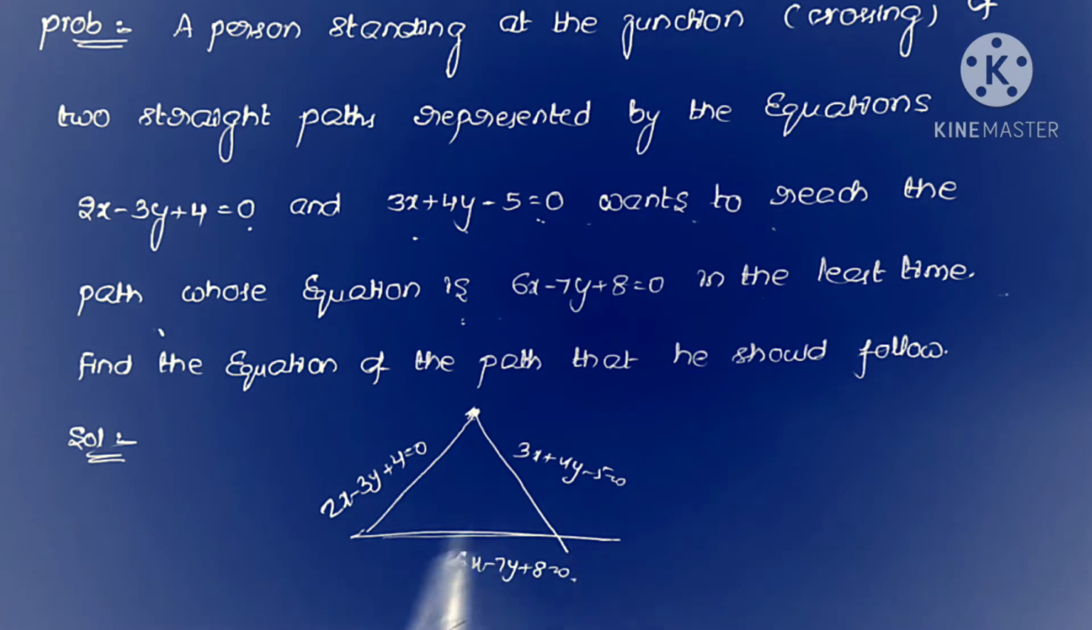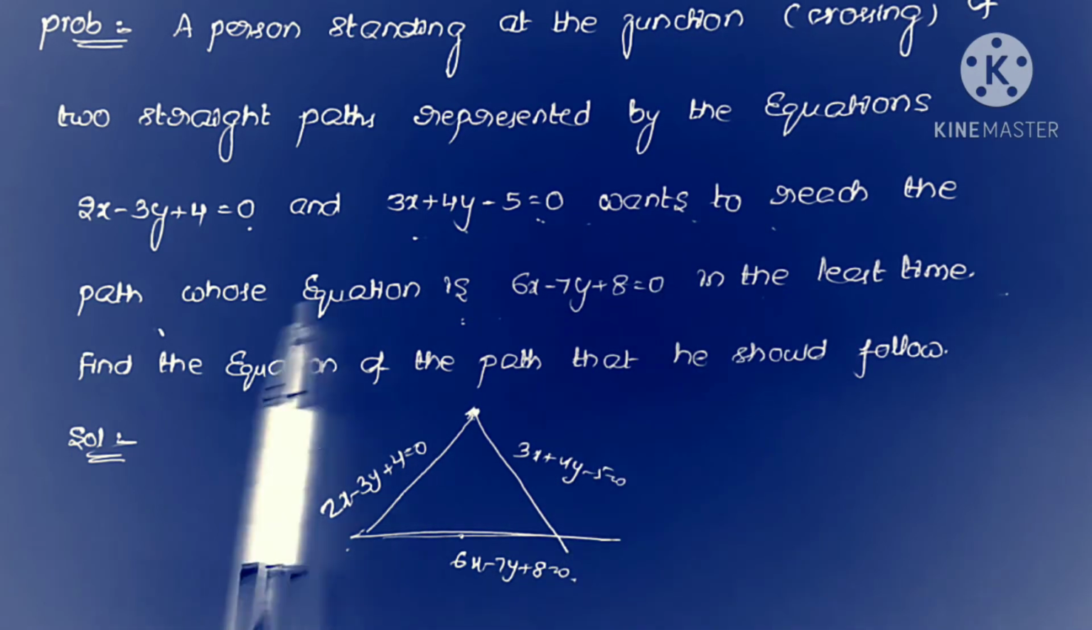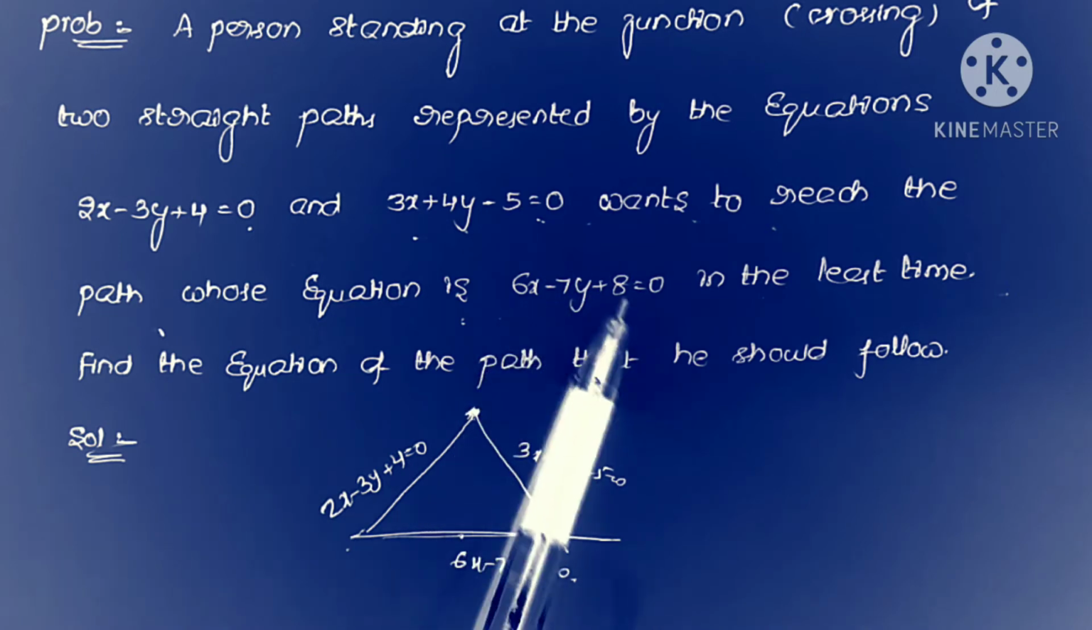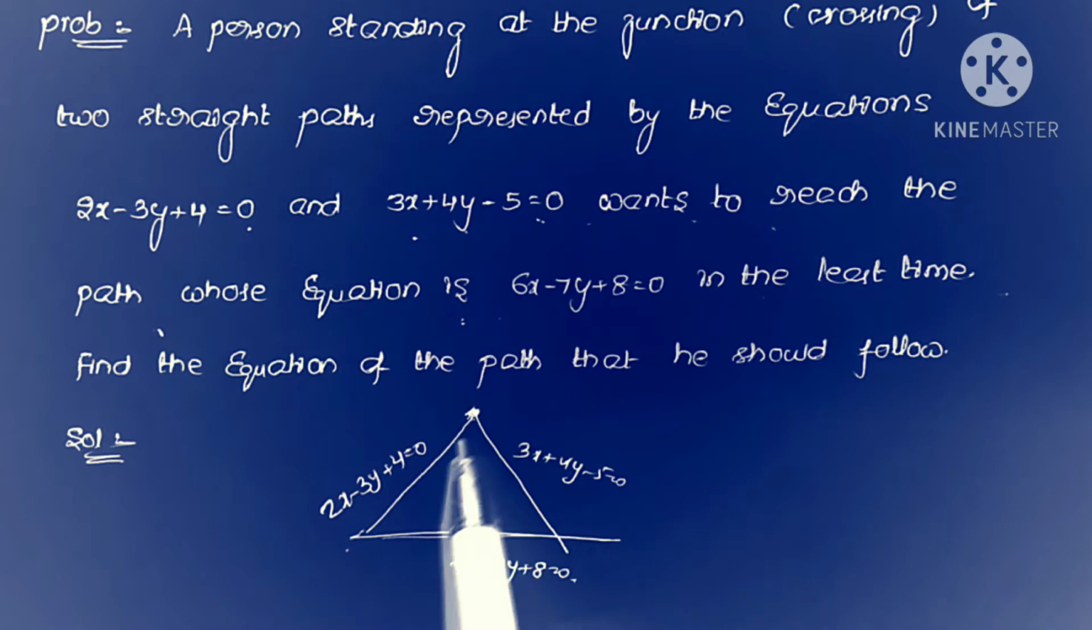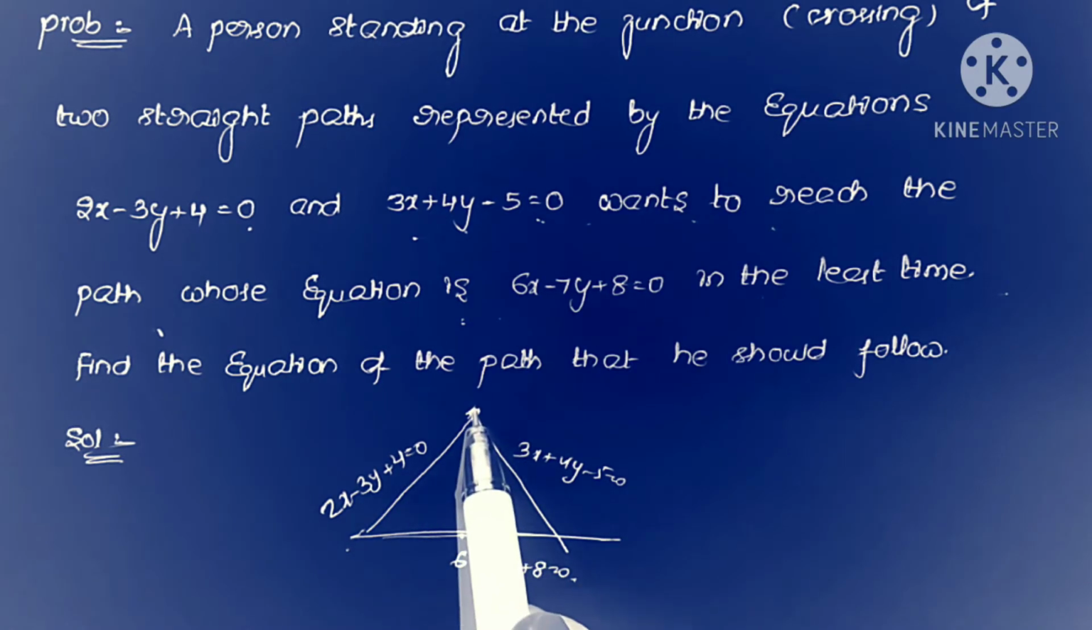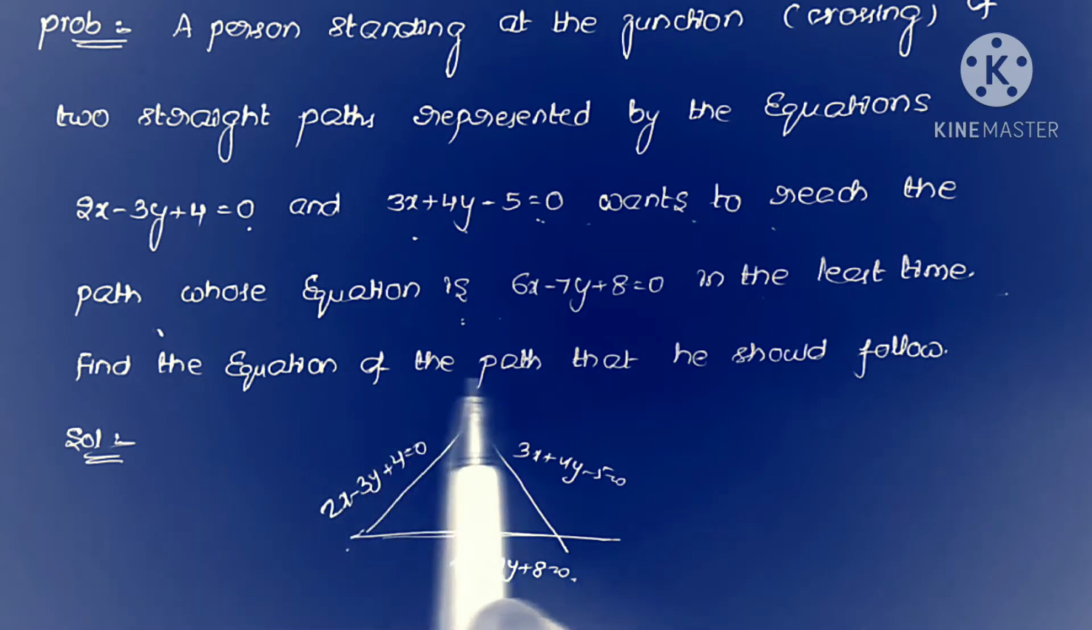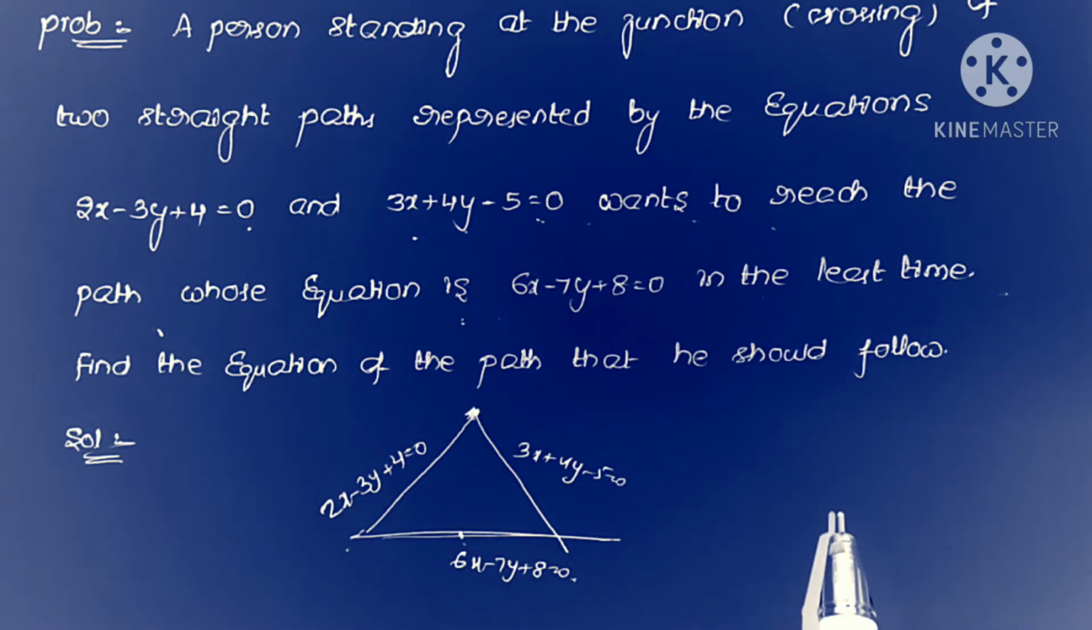All are intersecting lines since all have different slope values. So all are intersecting lines, not parallel lines. So this is the line which intersects both of the lines like that. Now the person wants to reach this path in the short period, wants to reach the path whose equation is 6x minus 7y plus 8 equal to 0 in the least time. Then find the equation of the path he should follow.